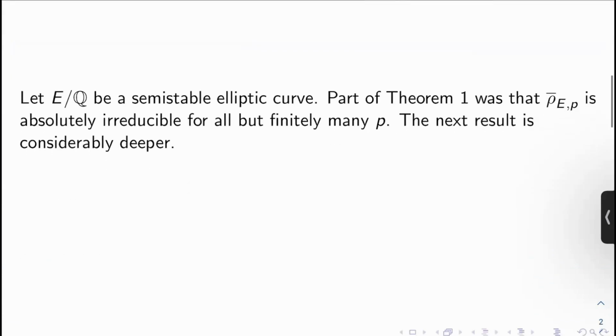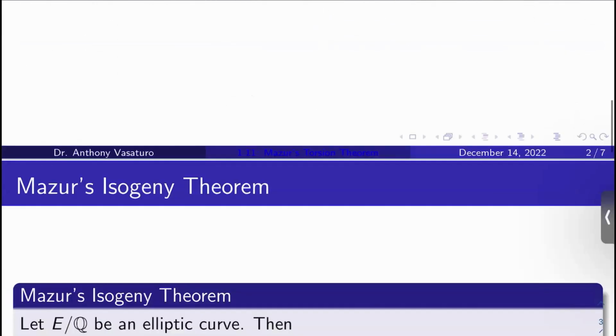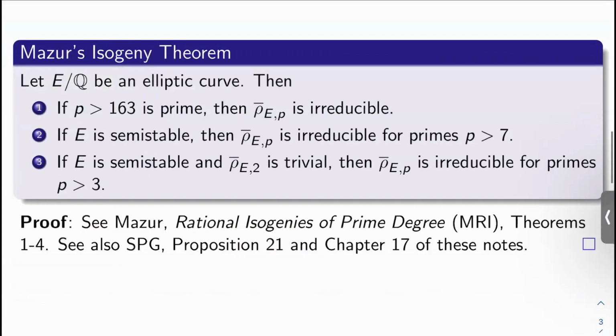So recall, if we take E over Q a semi-stable elliptic curve, then part of theorem 1 from the previous video was that rho bar E,P, the mod P representation attached to E, is absolutely irreducible for all but finitely many P. So the question is, which primes P are we looking at? So the next result is considerably deeper, and that's Mazur's isogeny theorem. And here's what it says.